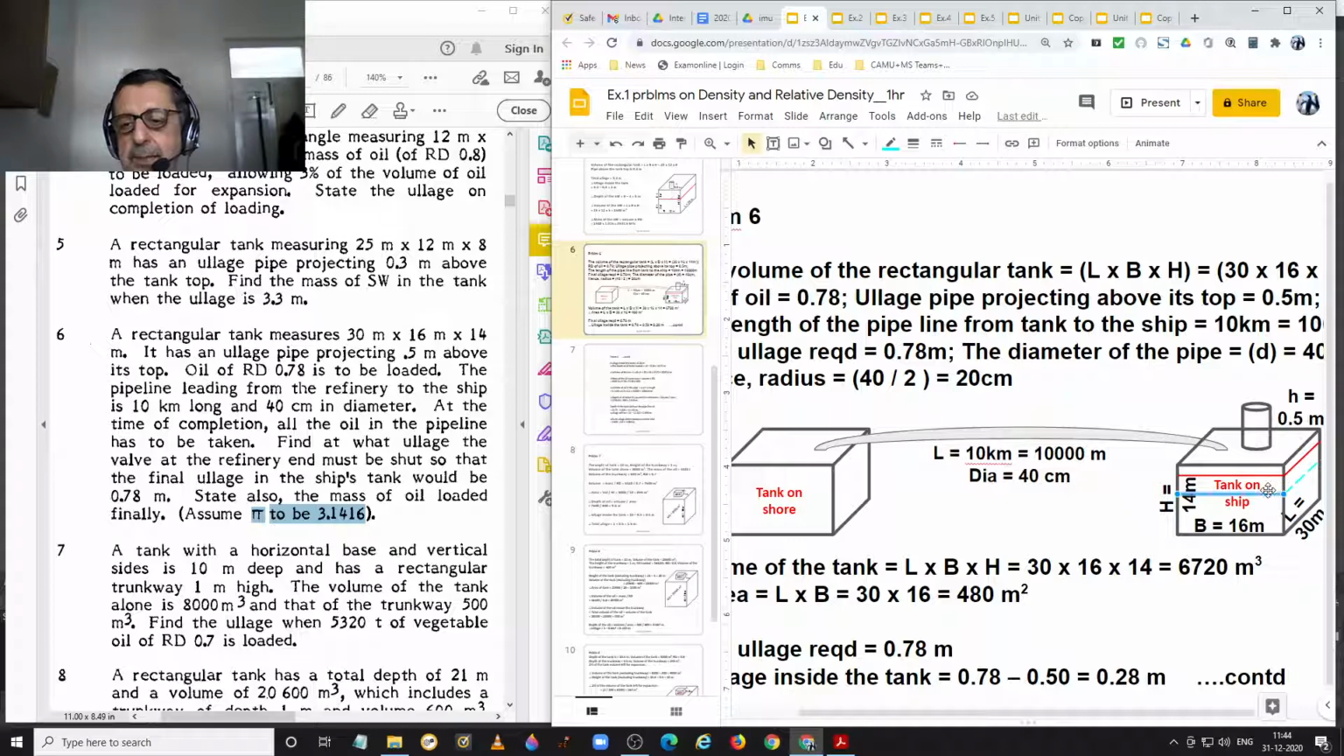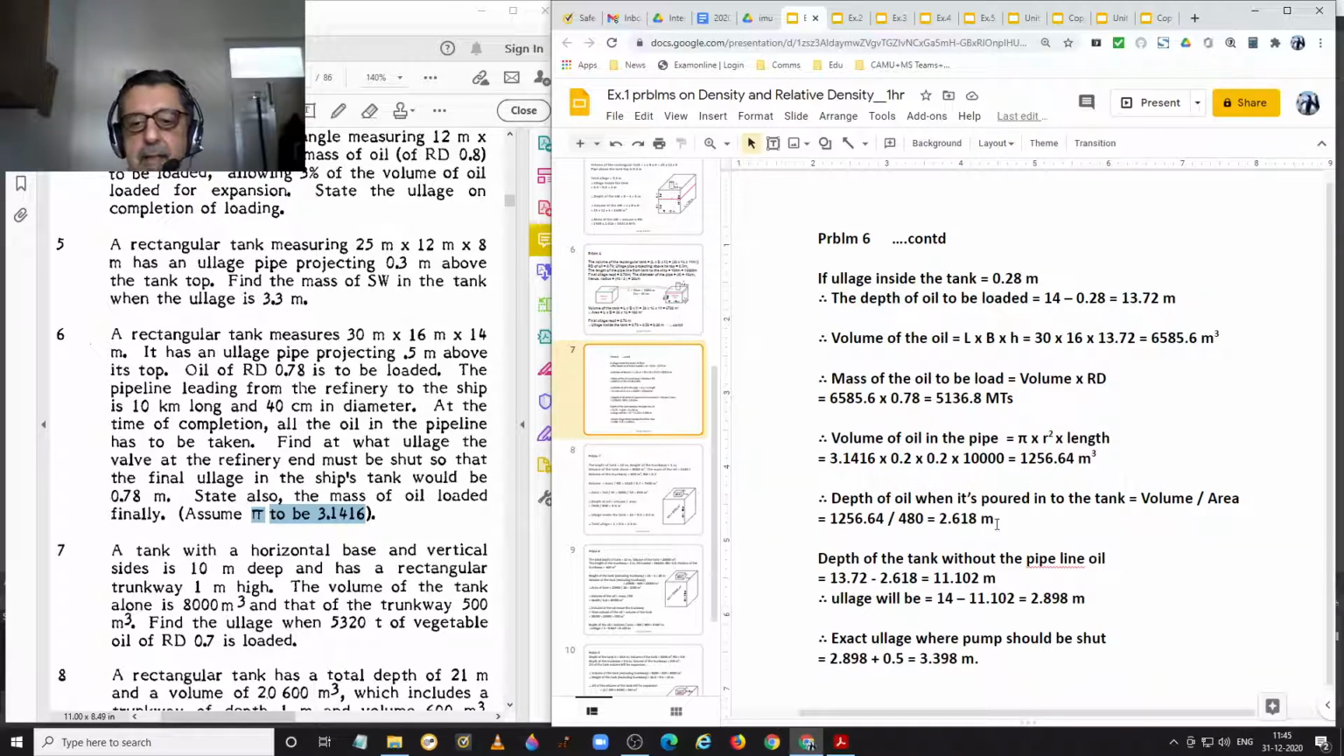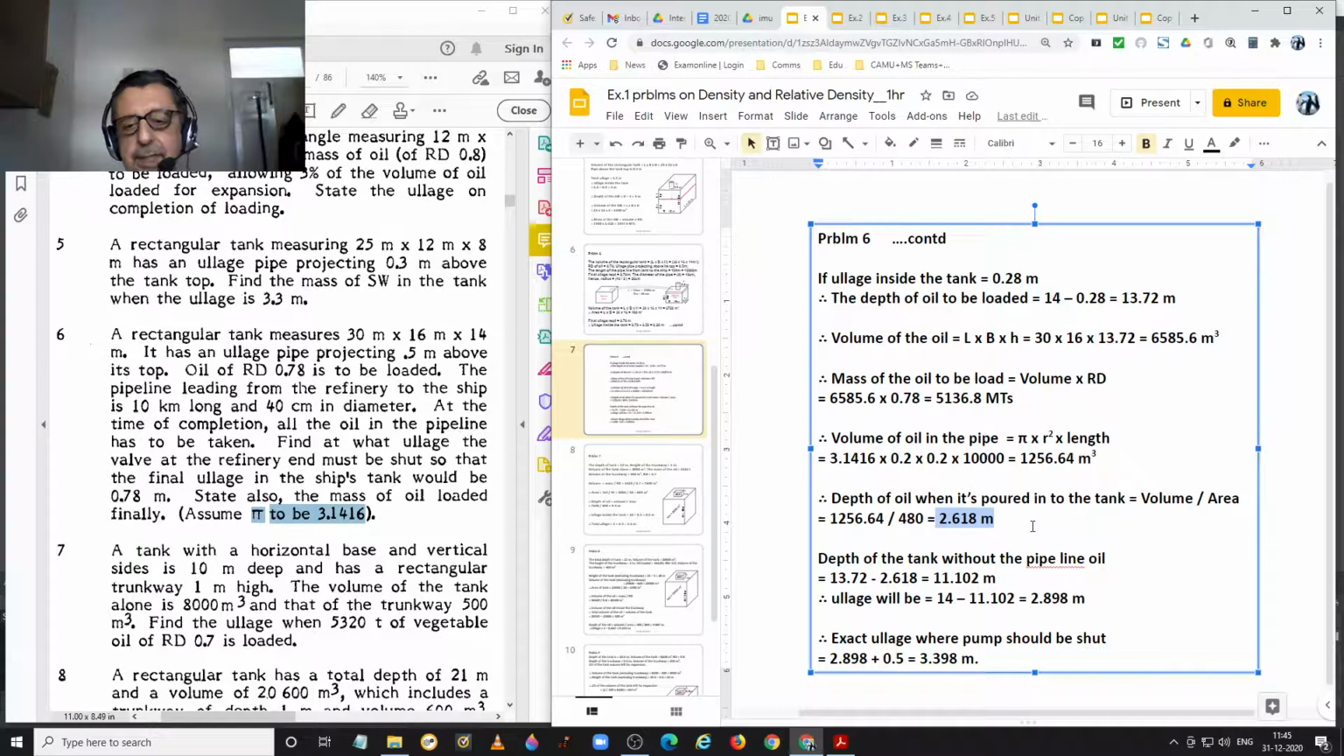So that allowance has to be made, and you have to tell the terminal to stop pumping as soon as your ullage within the tank or your sounding within the tank reaches this blue dashed line. At this point, you have just enough space to accommodate the oil that is there inside this pipeline into your tank. And that height is equal to 2.618 meters as we have just calculated.